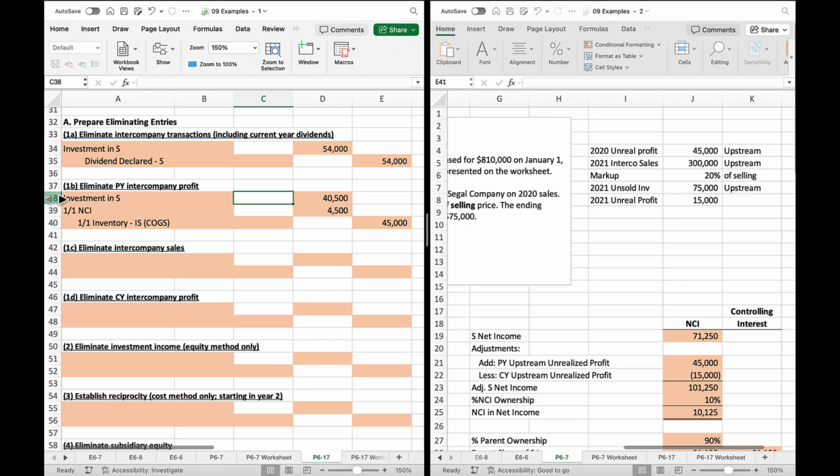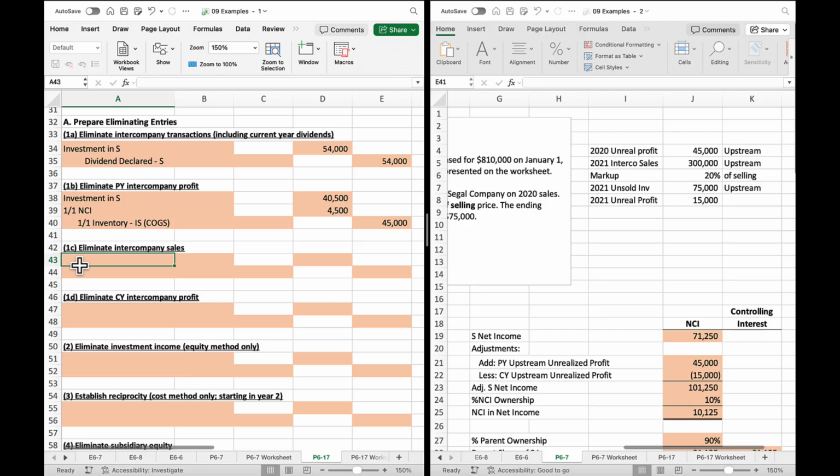Now, if this had been downstream, the change that would need to be made in both cases is we would get rid of the non-controlling interest. So the entire $45,000 would go to the parent account if this had been a downstream sale.